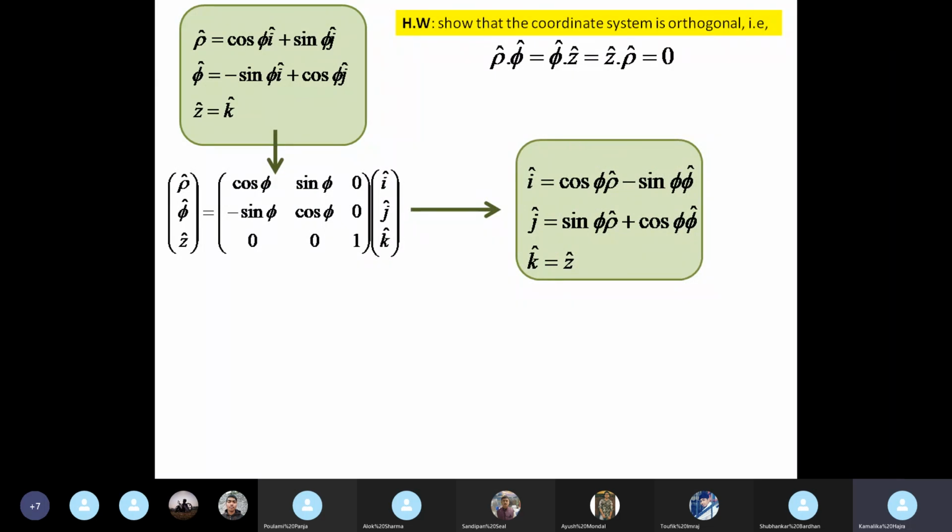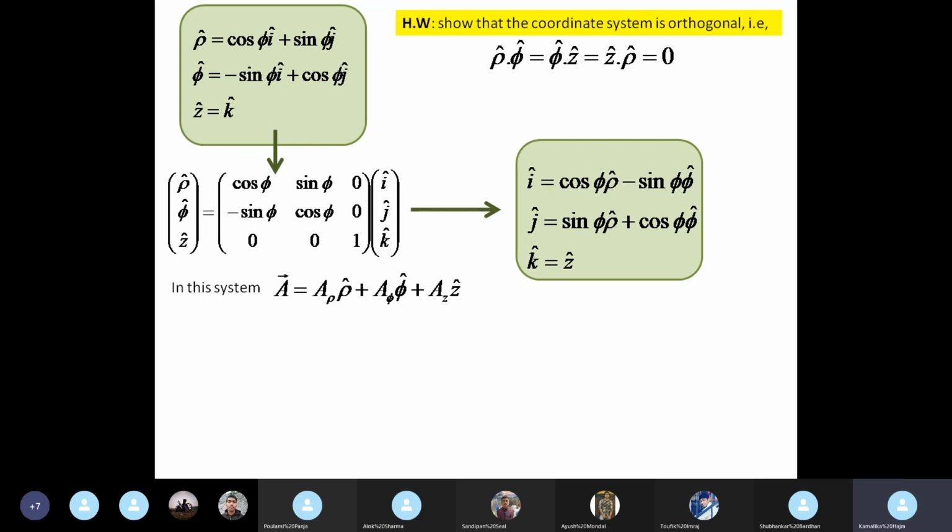So what have we done? Now from this exercise that we have done, we can express rho cap, phi cap and z cap in terms of I cap, j cap and k cap. We can also express I cap, j cap and k cap in terms of rho cap, phi cap and z cap. So given one system of coordinates, you can use these methods to go to the other system of coordinates. Okay.